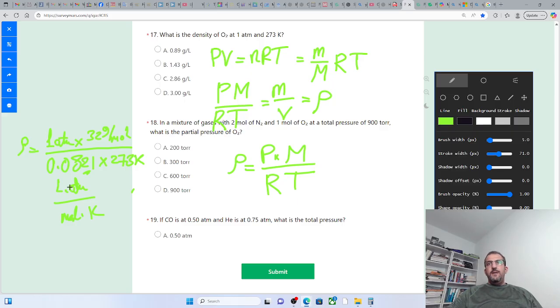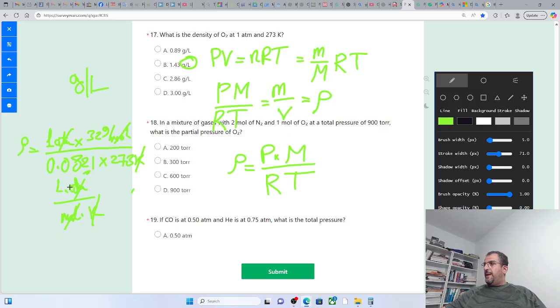Now, from this equation, you can see that the atmosphere will be cancelled with atmosphere. 1 over mole would be cancelled with 1 over mole, and Kelvin right here will be cancelled with Kelvin, and I will end up with this unit, which is gram per liter. And I think this is what the problem is looking for, gram per liter.